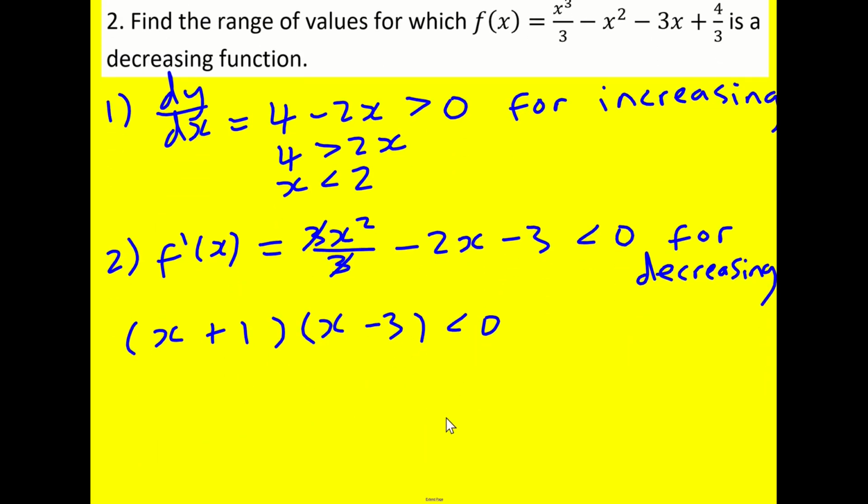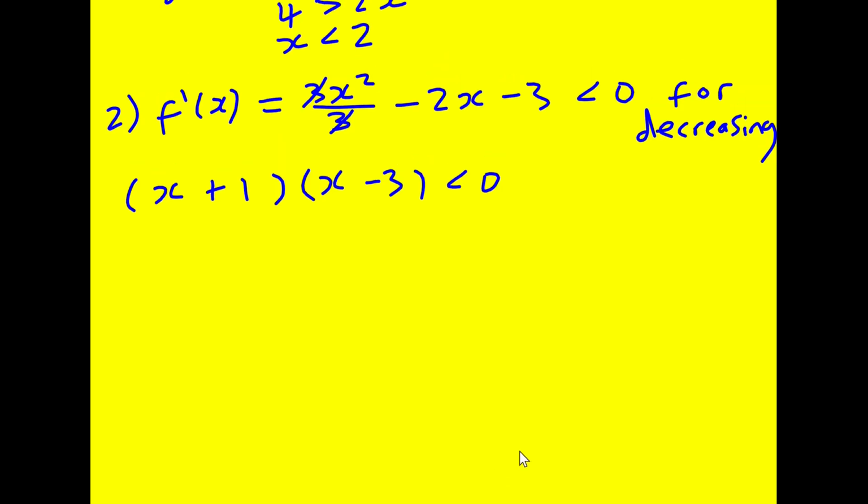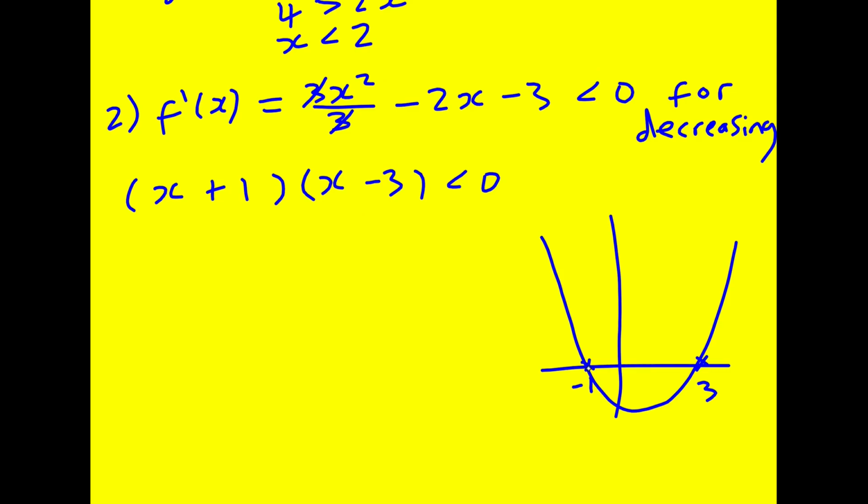Okay, and we're there. If you remember how to deal with quadratic inequalities, again, let's sketch the graph. That's a good shout. We know that it goes through at minus 1 and at 3. It's a positive quadratic. This time I'm interested in where it's less than 0, so it's less than 0 all the way along here. So the answer is minus 1 to 3.